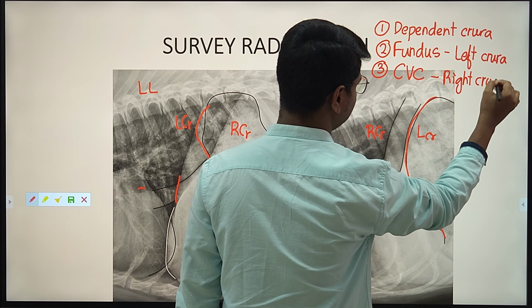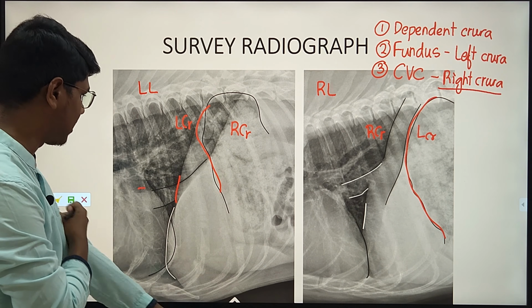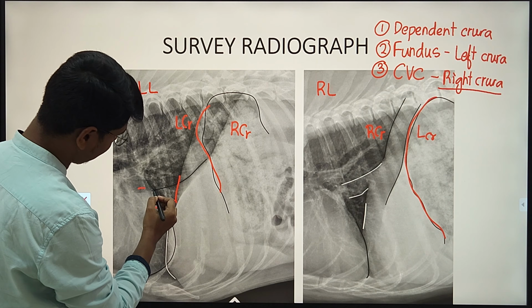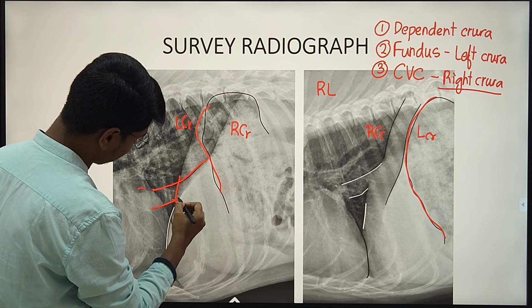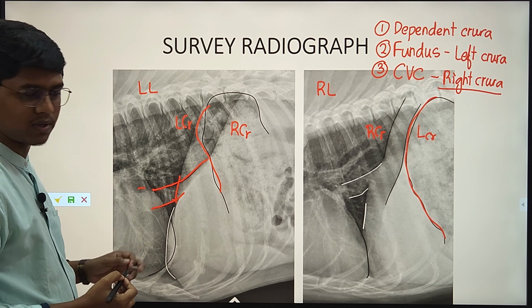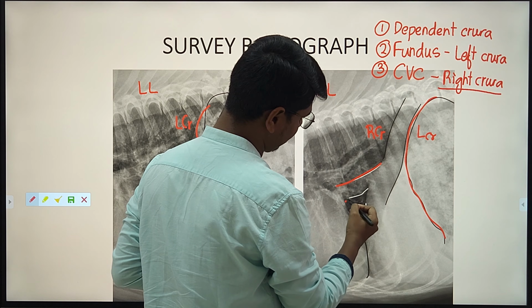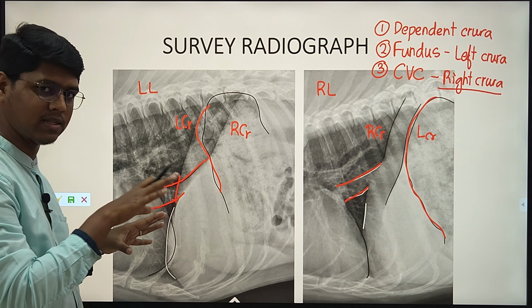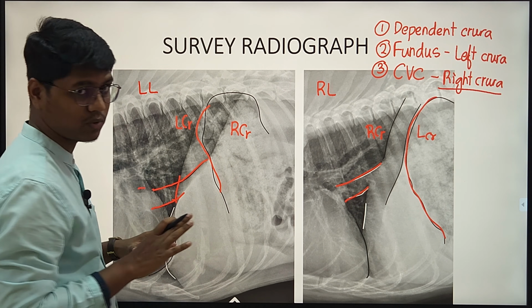These are also the differentiating factors between the left lateral and the right lateral. Here you can see this caudal vena cava crosses the left crura and joins the right crura. Similarly, in the right lateral, it joins directly to the right crura, which is cranial. So these are the basic differentiating factors between the left lateral and the right lateral. There are other factors also that I have discussed in the interpretation of the thorax.